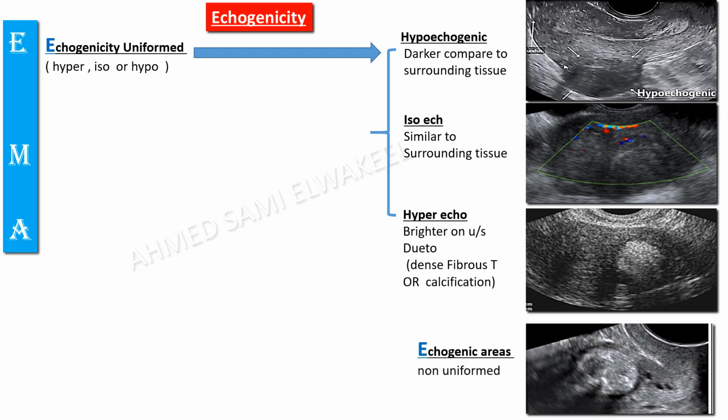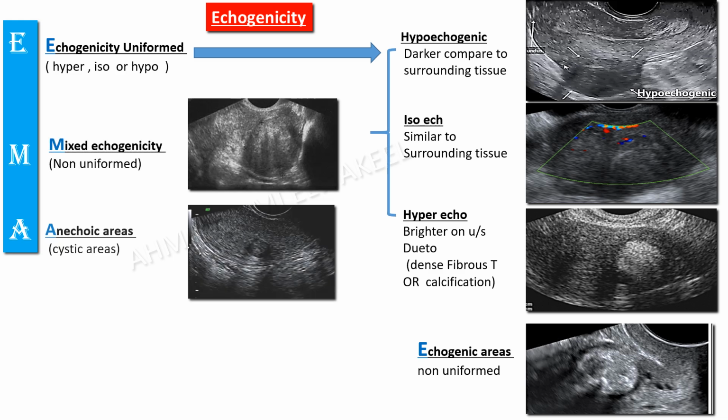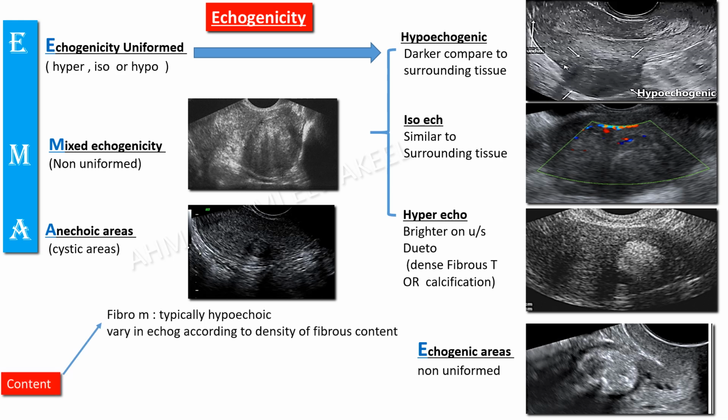Or the fibroid could appear with non-uniform echogenic areas. M for mixed echogenicity, and A for anechoic areas, which appear in cystic degeneration of the fibroids. The echogenicity of uterine fibroids is closely related to their internal composition. Fibroids are hypoechoic due to their fibromuscular content and vary in echogenicity according to the density of fibrous content. The more dense the fibrous tissue, the more reflection of waves and the more hyperechoic.